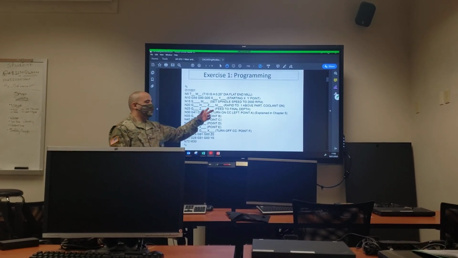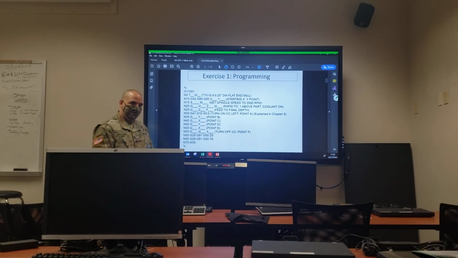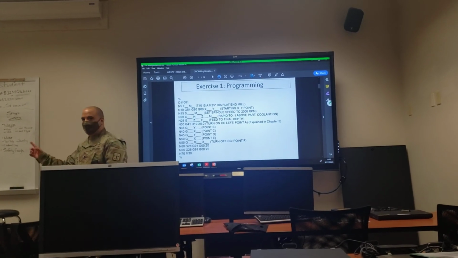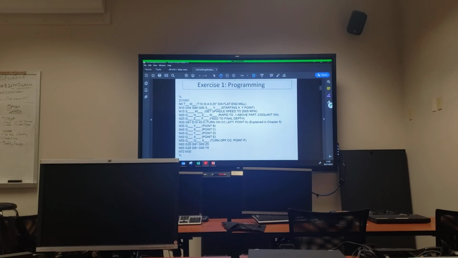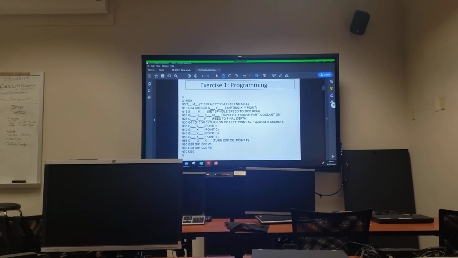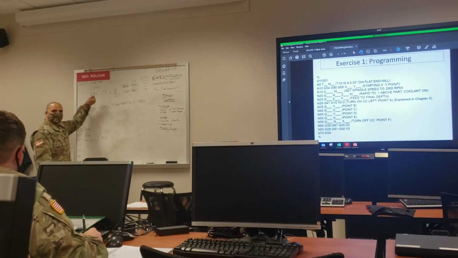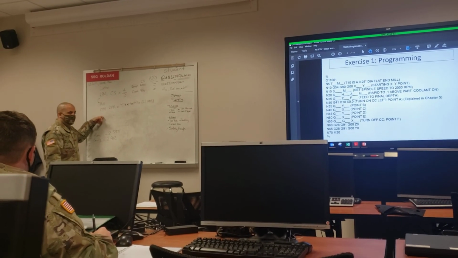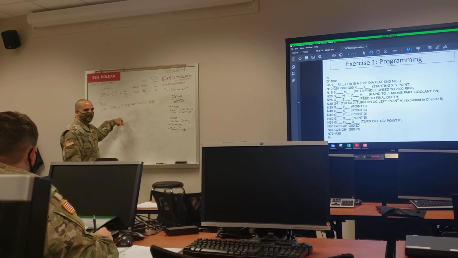Feed. How do you calculate that for a mill? Using this? How do you do the RPM? Is that it? Yep, RPM. So I guess we're going to have to cover this before.